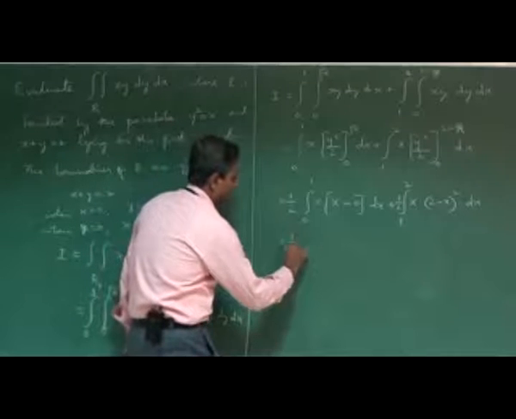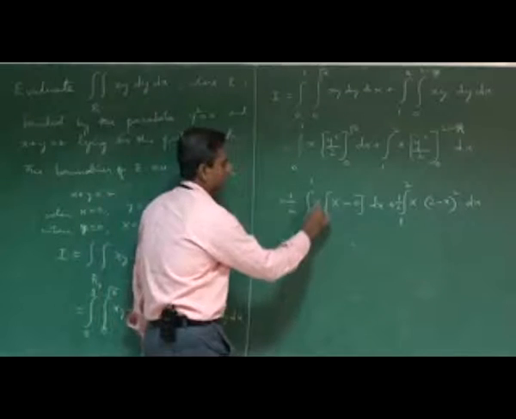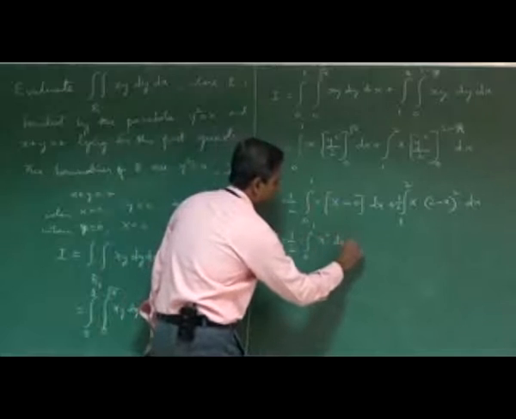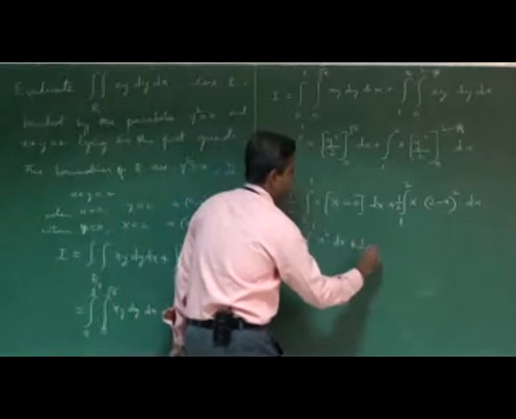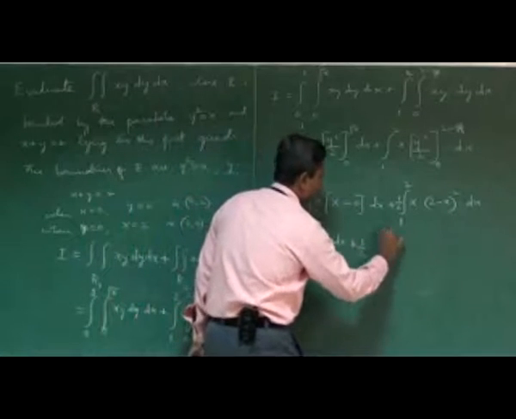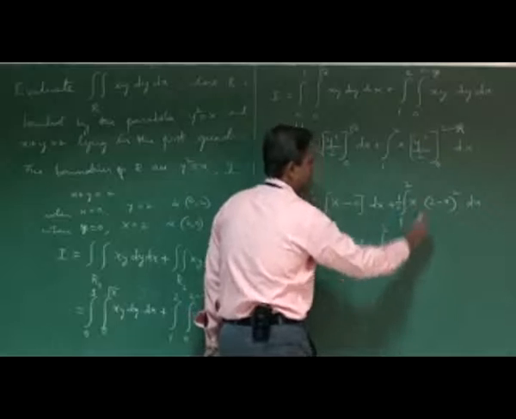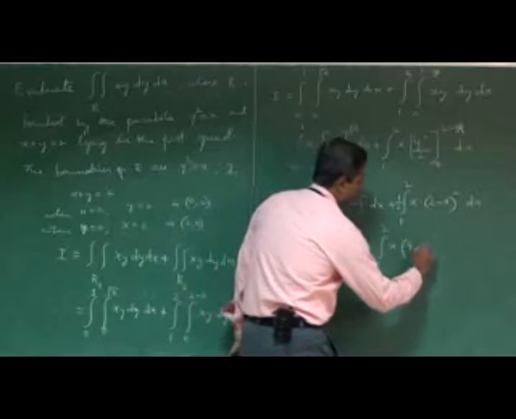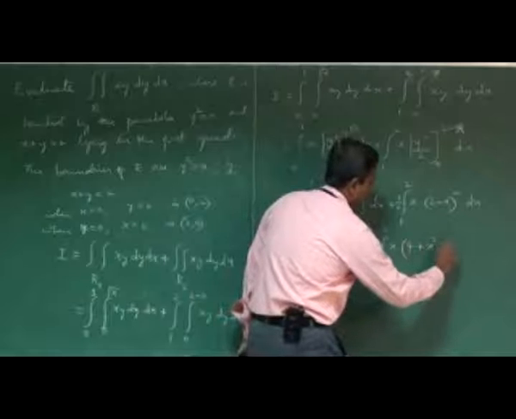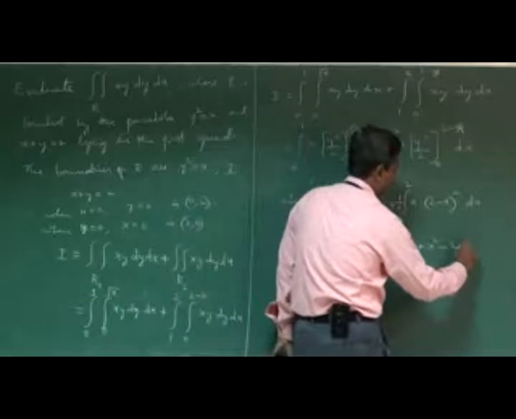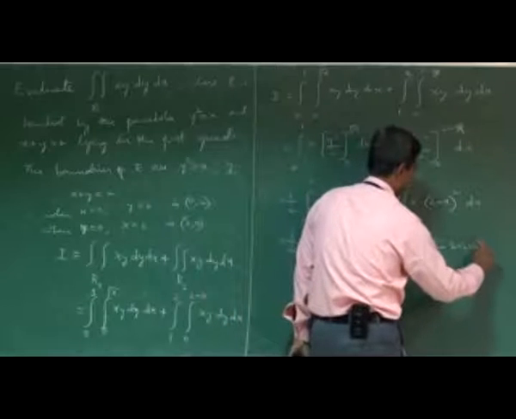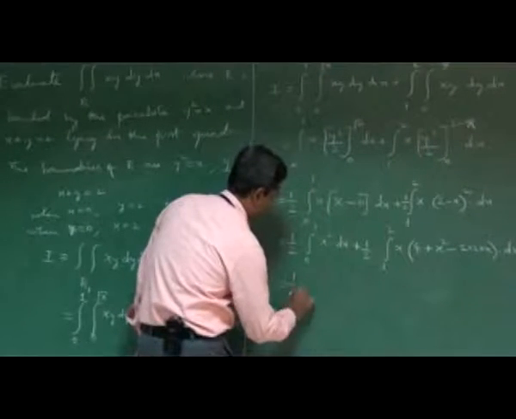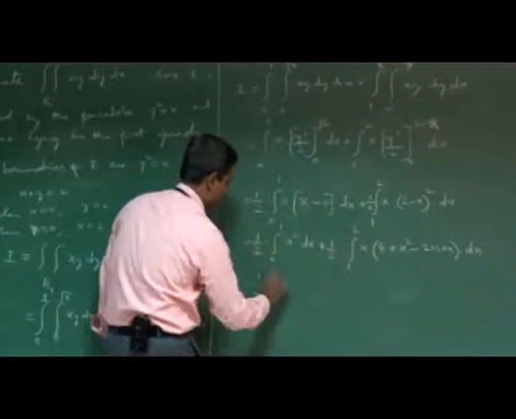So in this case, that is 1/2 times the integral from 0 to 1 of x times x squared dx, plus 1/2 times the integral from 1 to 2 of x times, you expand (2 minus x) whole squared, we get 4 plus x squared minus 2 times x, dx. That is equal to, here 1/2 is common for both terms, we keep it.